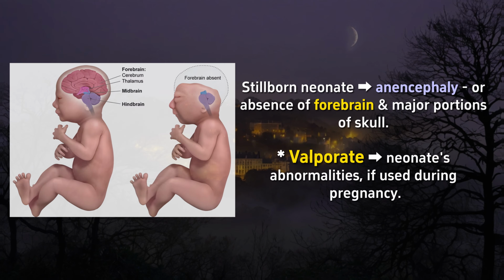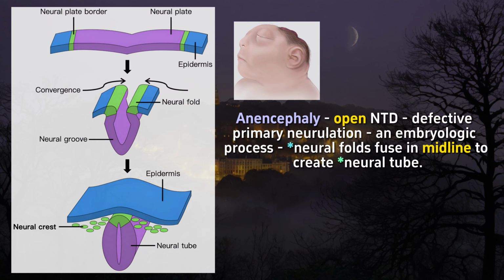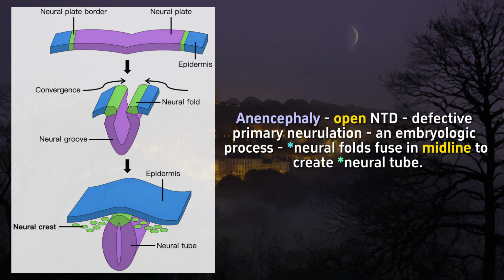This stillborn neonate has anencephaly, or absence of the forebrain and major portions of the skull. Valproate likely contributed to this neonate's abnormalities if it is used during pregnancy. Anencephaly is an open neural tube defect caused by defective primary neurulation, an embryologic process in which the neural folds fuse in the midline to create the neural tube.